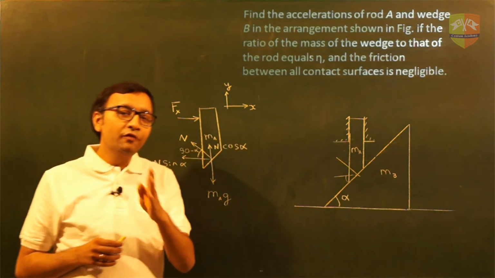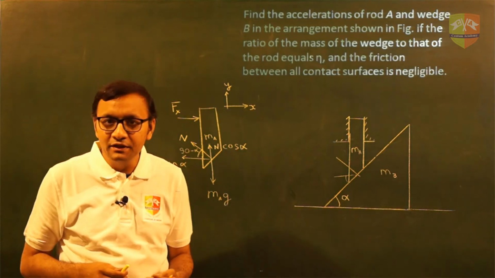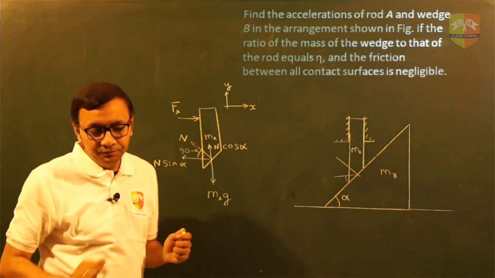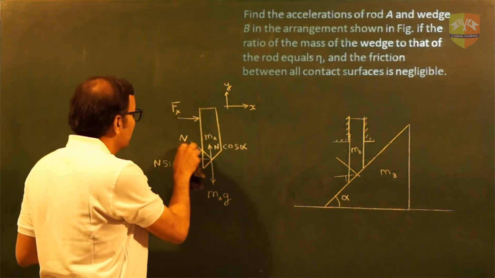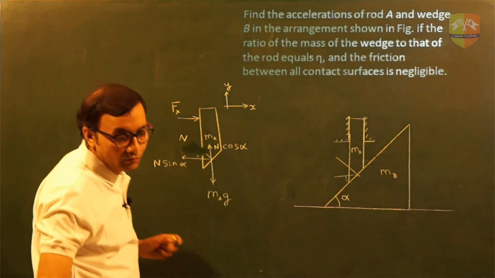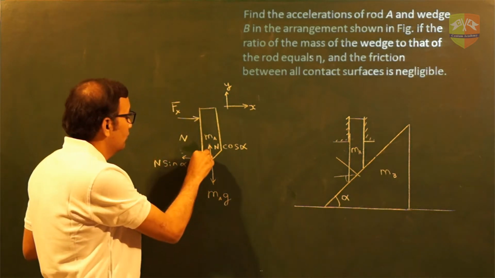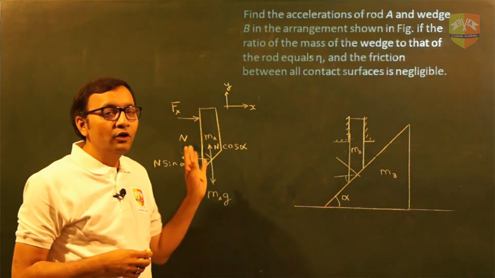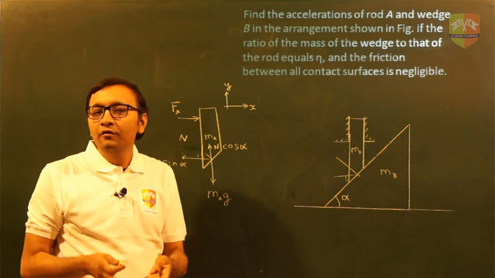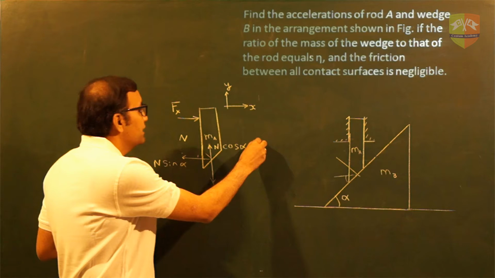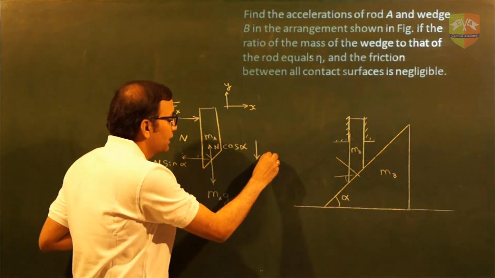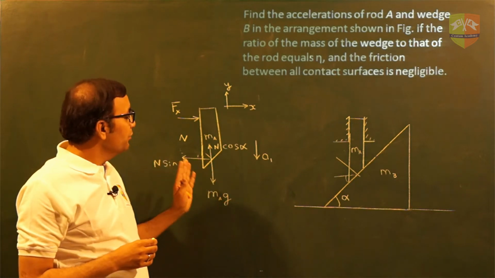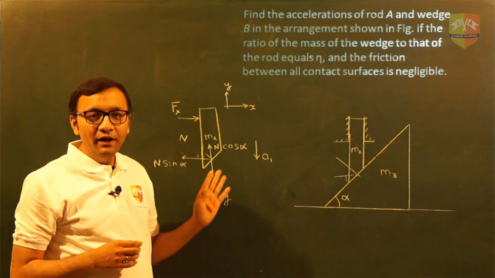Right? Now since you have resolved normal reaction along x and y axis, you don't need to show the normal reaction now. So I can just erase the normal reaction. Right? This is the situation. And what do you think the direction of acceleration will be on the rod? It is constrained to move vertically down, right? So let us assume that its acceleration is a1 downwards. Fine. So now let us write down equations of motion along x and along y direction for the rod.